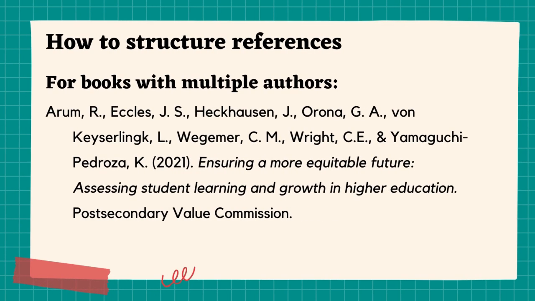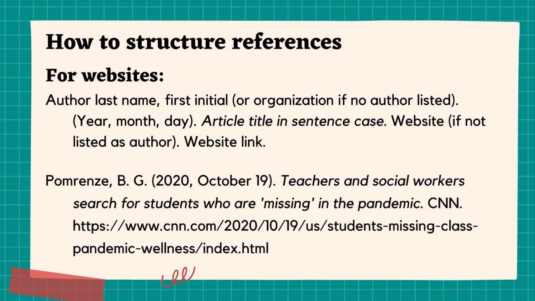When you have 2 or more authors, similar to journal articles, you want to make sure that you list all of their last names and first initials, the year, but in this case, the book title is in sentence case and italicized, and the publisher is the Post-Secondary Value Commission.